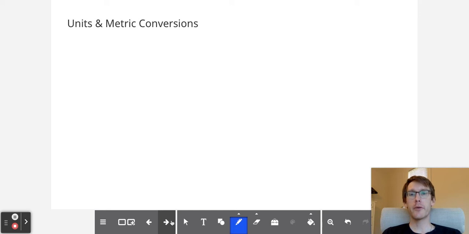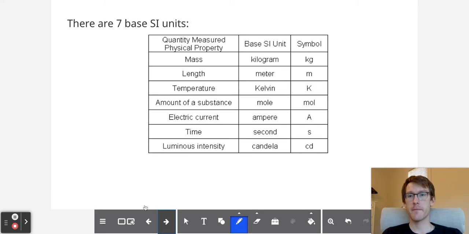In this video, we're going to learn about units and metric conversions. Now, in science, there are 7 base units. Mass is measured in kilograms, length in meters, temperature in kelvins, amount of substance in moles. These are units that we're going to come across a lot in this class. Electrical current and luminous intensity, for example, are more for physics, but they are base units.